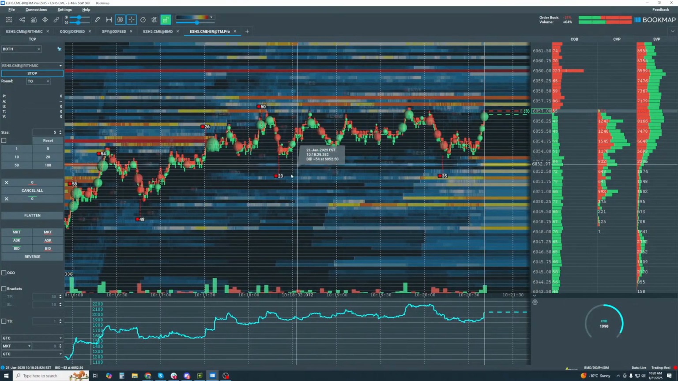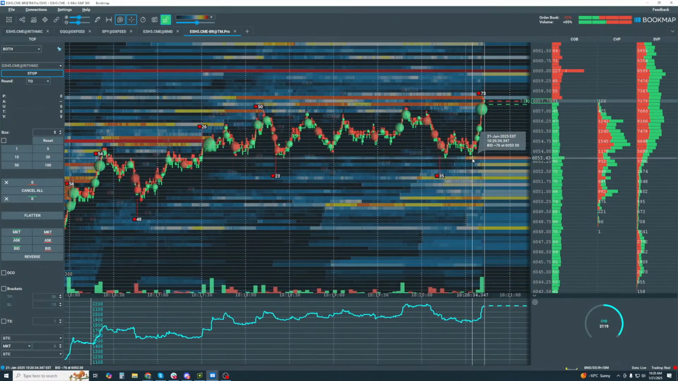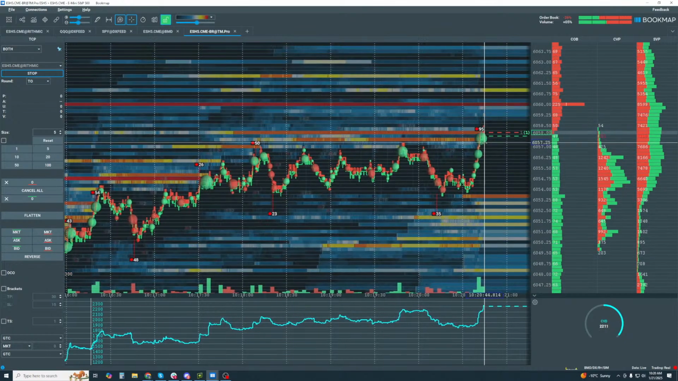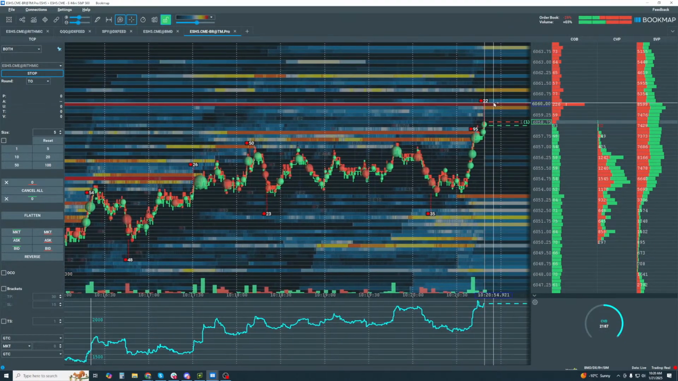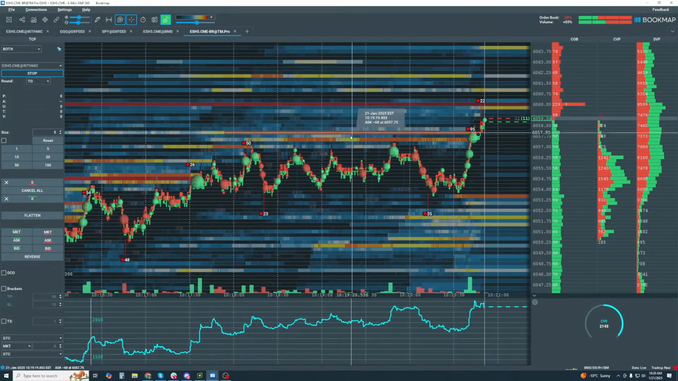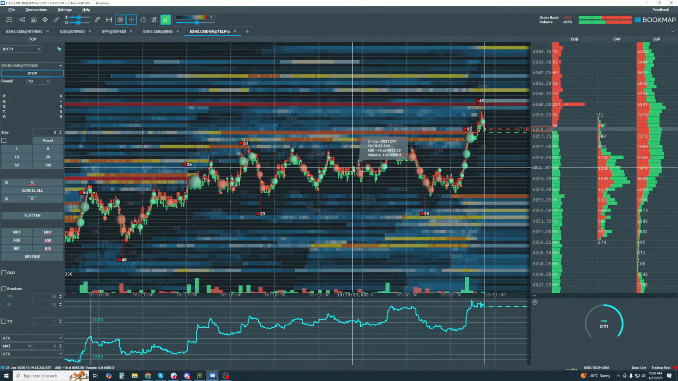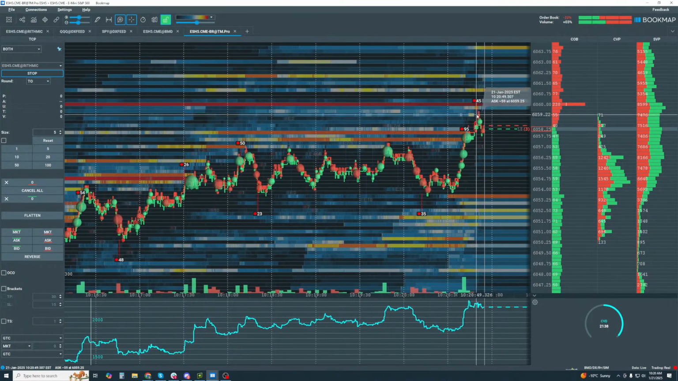Okay, and we were looking for those buyers to start to show up as well. Okay, now here we go again, buyers. Okay, back up in here. All right, still looking for buyers and looking for it to hit 60. Okay, so we're getting that breakout here.